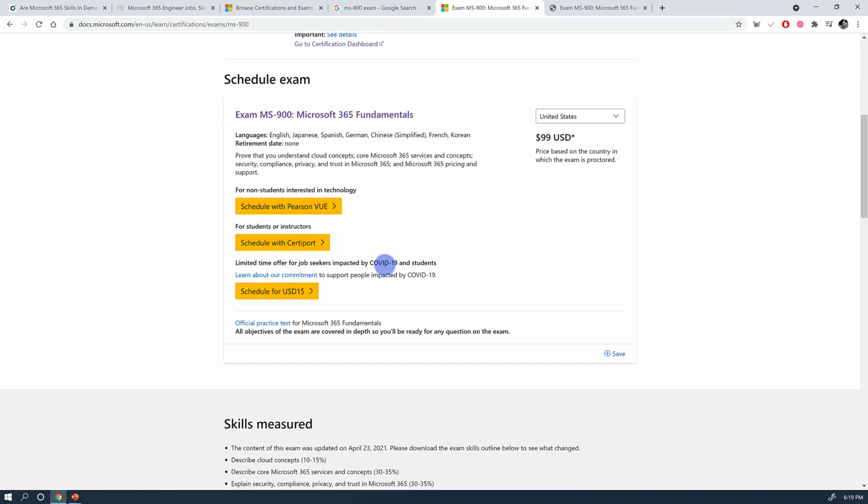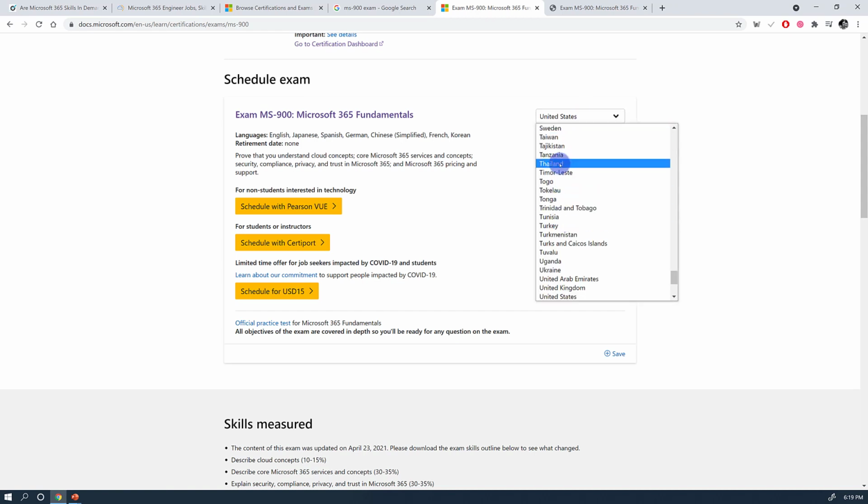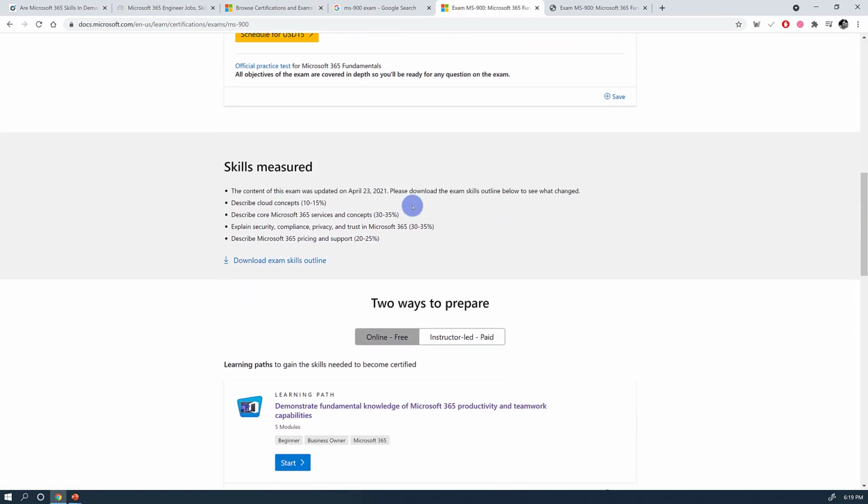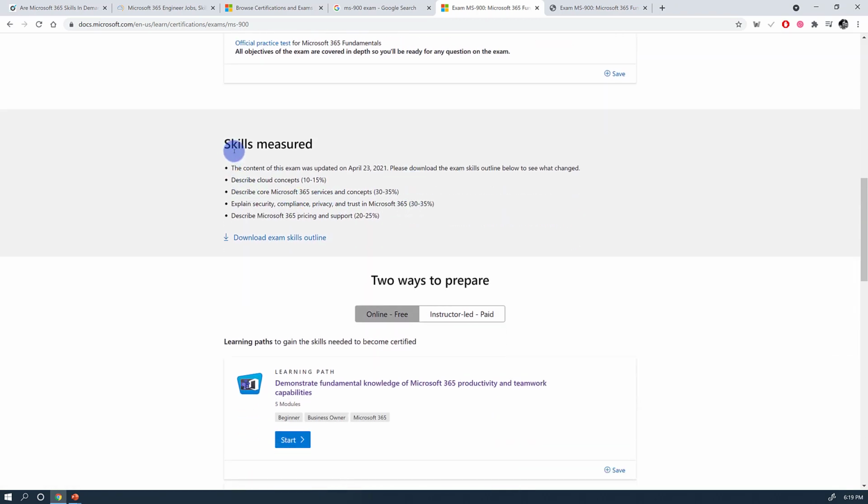If you're affected by COVID for whatever reason, you can schedule this exam for just $15. Otherwise the normal cost of this exam is $99. Actually it depends on which country you are in, so if you select a different country here, this price will change accordingly. Now scroll down a little bit further here and you can see what skills Microsoft is going to test.